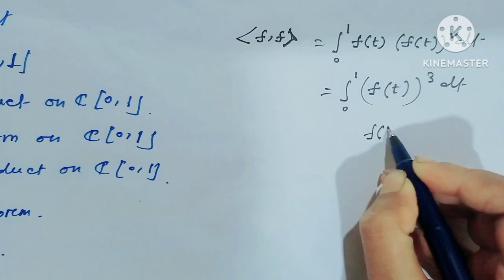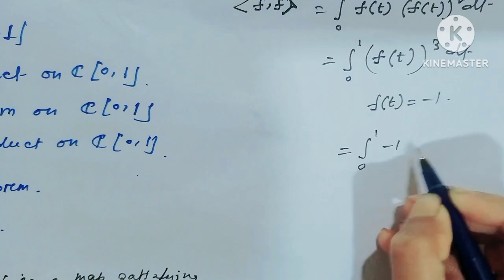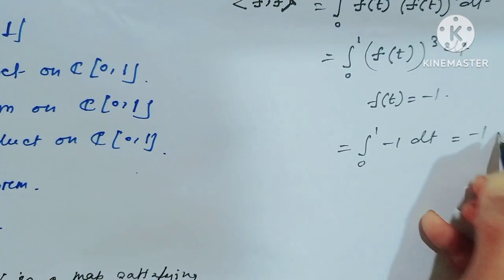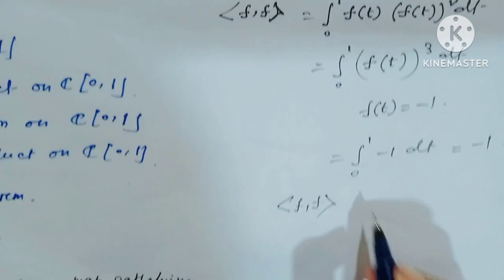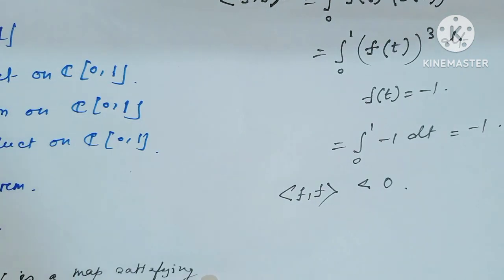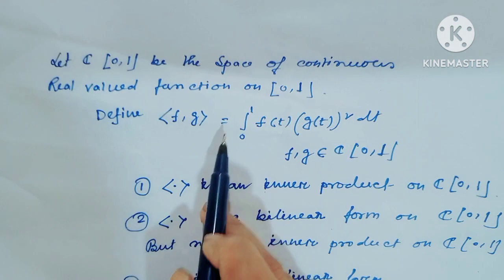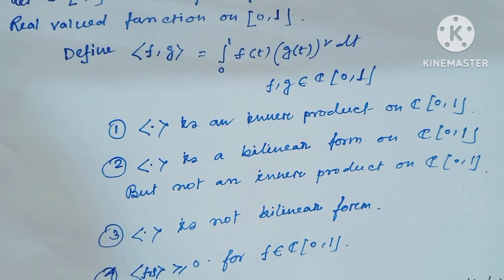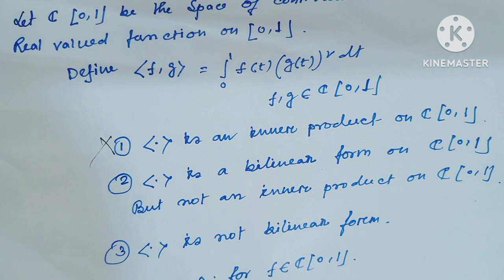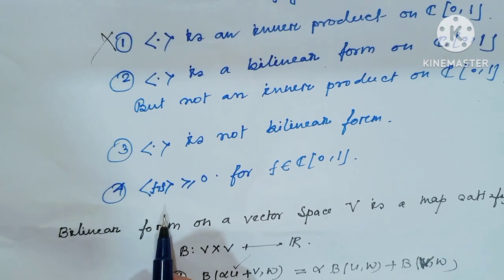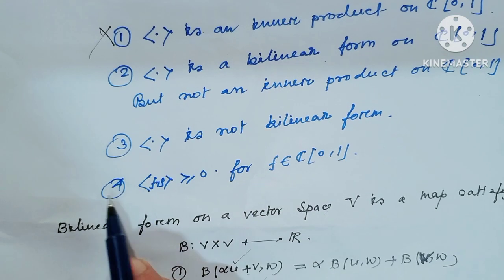If we consider f(t) equal to minus 1, then this value would be integration 0 to 1 of minus 1 dt, which is minus 1. So I have got inner product of f with itself less than 0. Therefore the positive definite property is broken here. This is not an inner product. That means option 1 is a wrong option. And notice option 4 talks about the positive definiteness property, so this is also a wrong option.